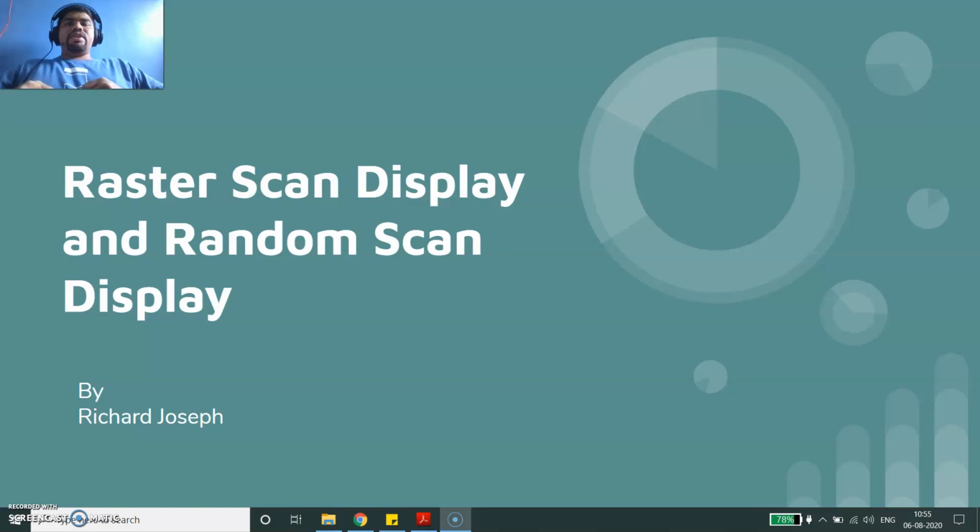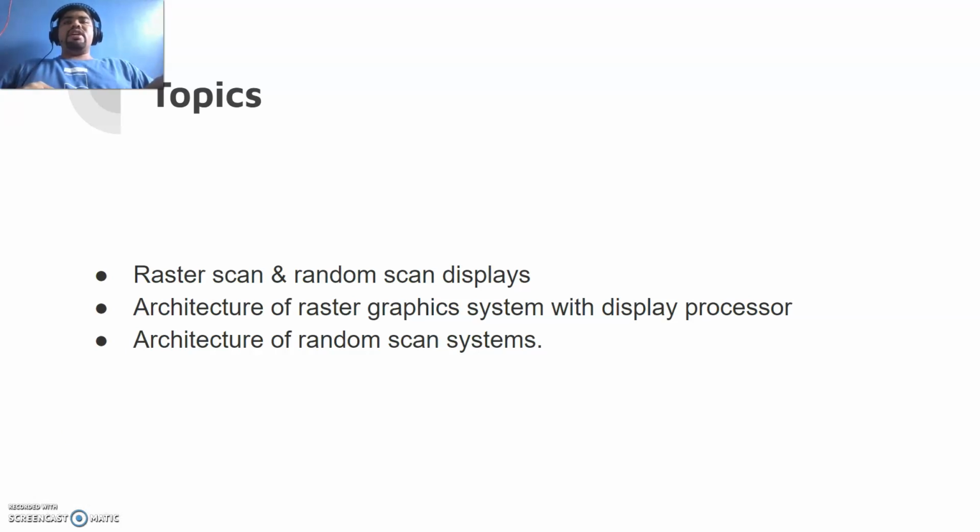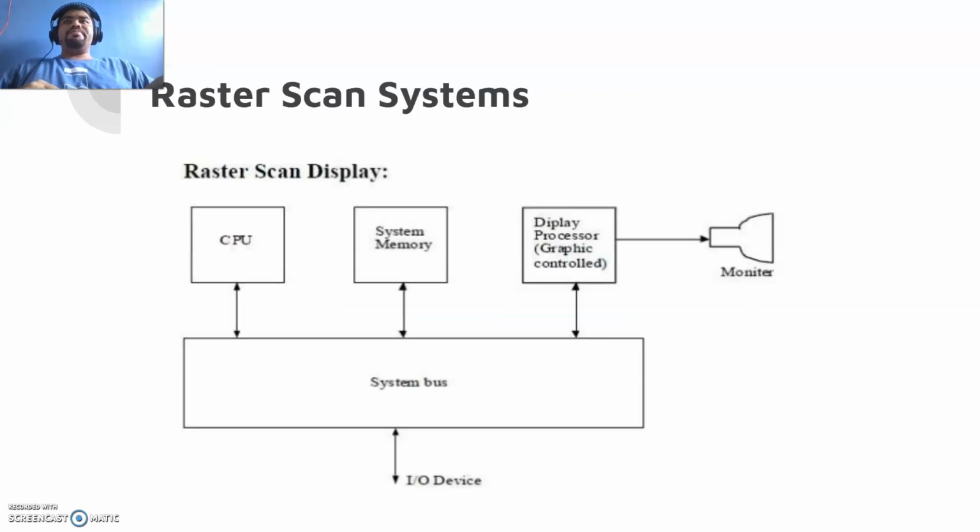In this lecture, we are going to cover the topic raster scan display and random scan display. So let's get started. The topics are as follows. We are going to understand the raster scan display and the random scan display. Then we're going to understand the architecture of each, and we're also going to understand the architecture with the help of a display processor. So let's first check out what a raster scan system is.